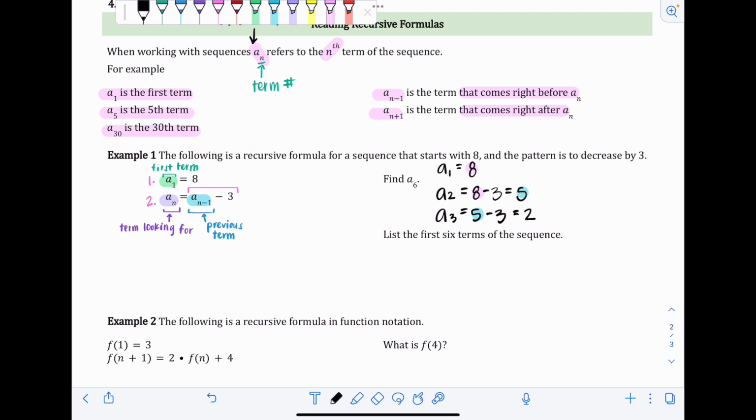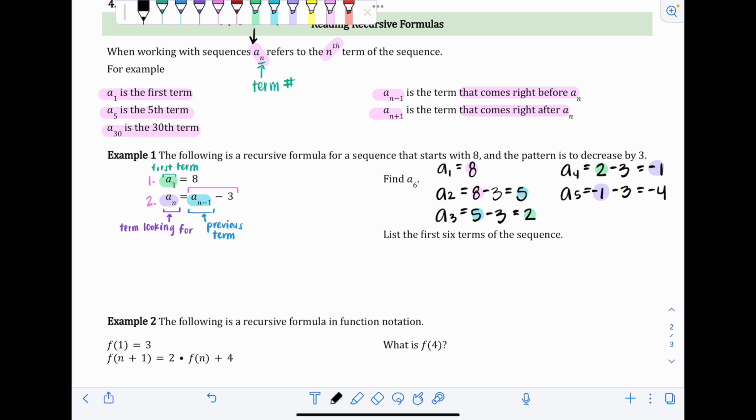And then next would be the fourth term, so it'd be written as A4. And to get the fourth term, you take the previous term, which is the third term, which was 2. You take that 2, put it right there, and then you subtract 3. So it'd be 2 minus 3, which is -1. And then the next term would be the fifth term, A5. So to get the fifth term, you take the previous term, which was the fourth term, -1, and you subtract 3. So -1 minus 3 is -4.